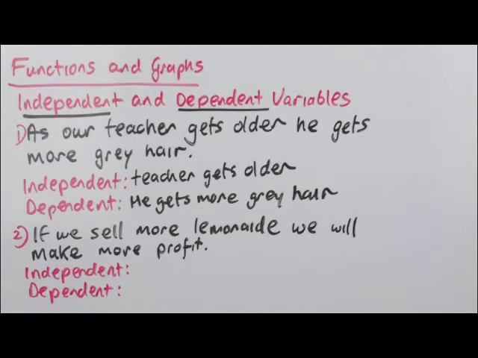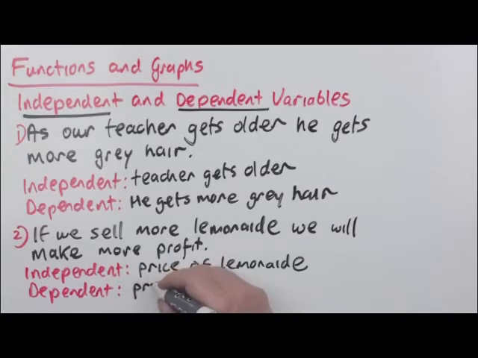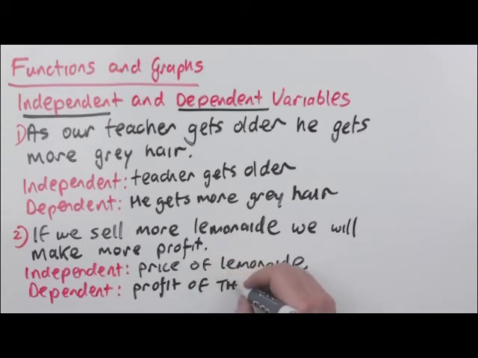If we sell more lemonade, we will make a profit. Well, the price of the lemonade is independent because that could be anything. But you have to sell lots. You have to sell it. The profit will depend on the price. If you have too high of a price, you probably won't make much profit. So you would say that the profit is dependent on the price of the lemonade.